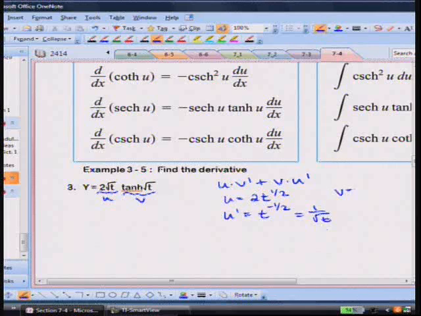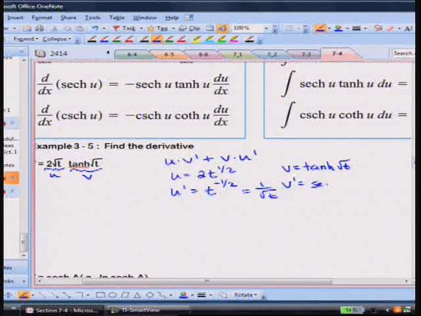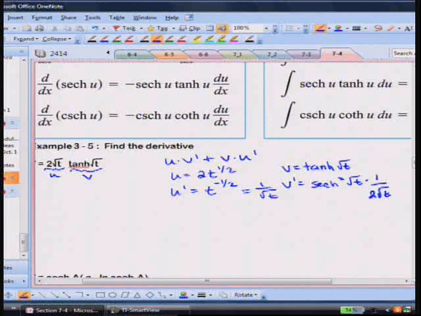If V is equal to the hyperbolic tangent of the square root of t, then V prime is going to be equal to the derivative of the hyperbolic tangent, which is hyperbolic secant squared of that, times the derivative of that, which is the derivative of the square root of t, 1 over 2 square roots of t. Do you all agree with that? Because the 1/2 comes in front and then, okay. All right, so it didn't have it here because there was a 2 there.